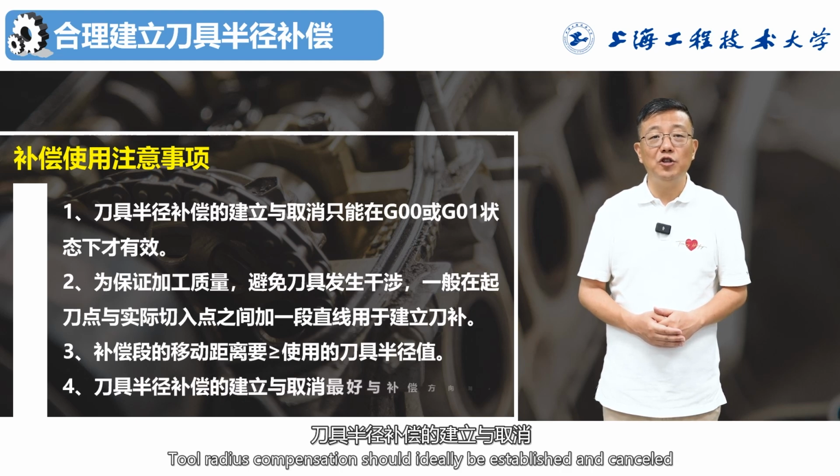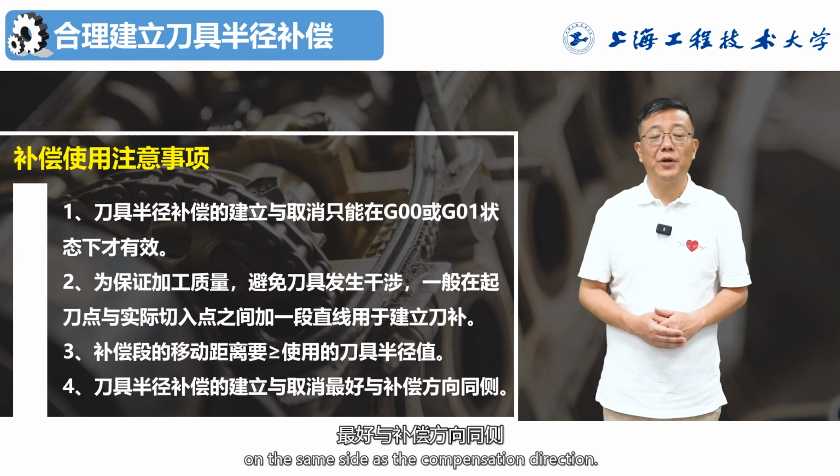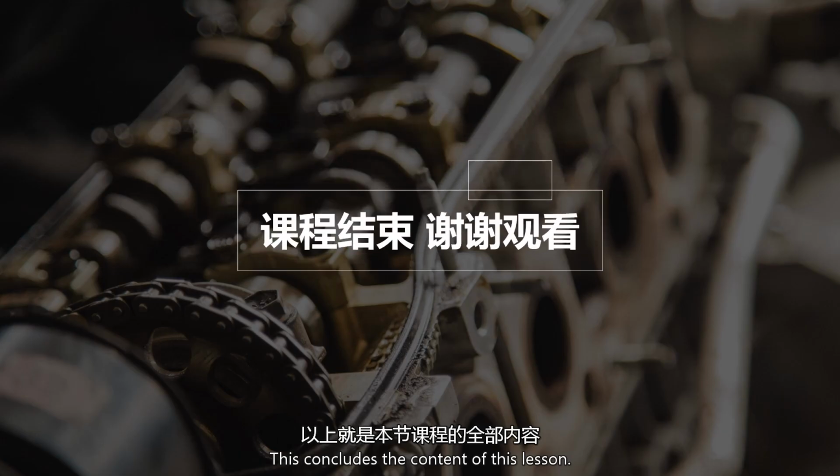Tool radius compensation should ideally be established and cancelled on the same side as the compensation direction. This concludes the content of this lesson.